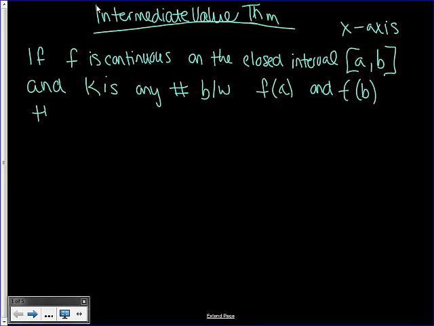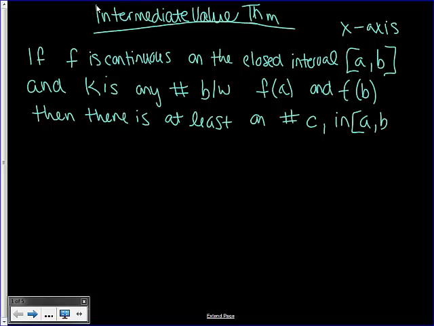Then there is at least one number C in A to B such that f of C equals K. Alright, I know that sounds long and complicated. It really isn't. I almost call it the no-duh theorem.